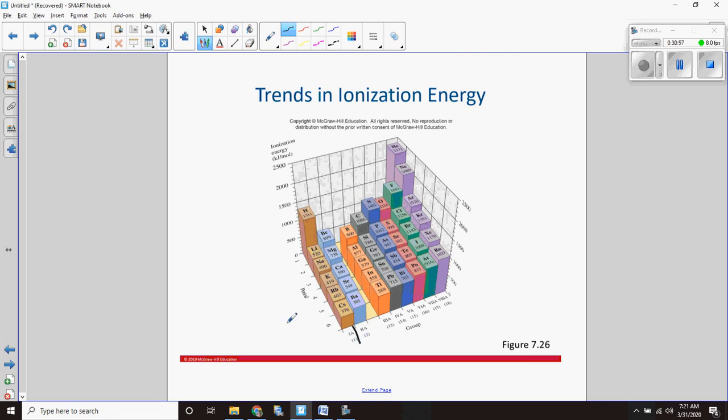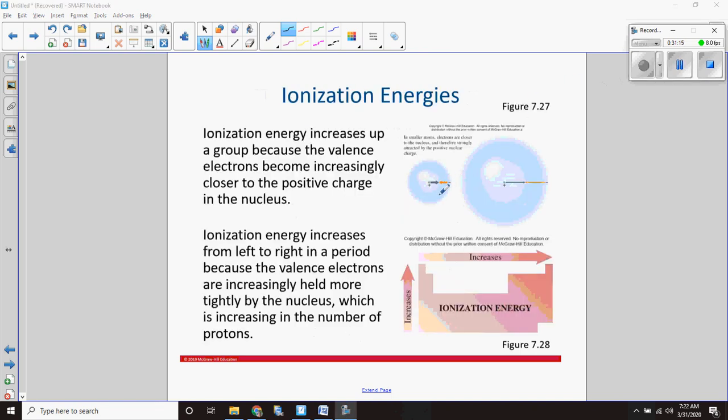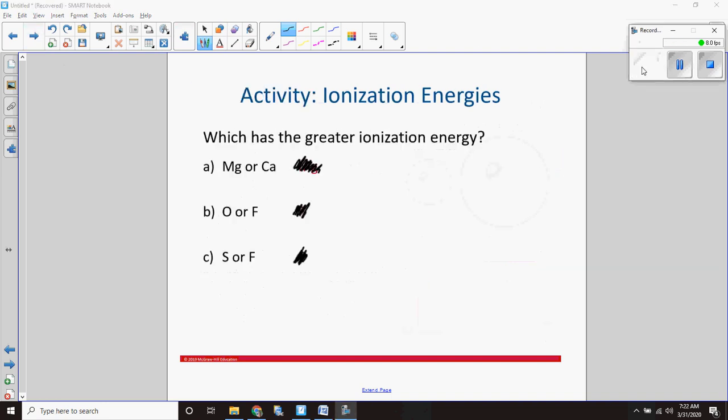Our elements over here only have one valence electron, so it's very easy to remove one valence electron versus removing 8. As you see going across, from one valence electron over here to 8 valence electrons, it requires more and more energy to remove electrons. So here's just another graph showing that as the atom gets bigger, as the electron is farther and farther away, the ionization energy drops simply because the electron is farther from the nucleus.